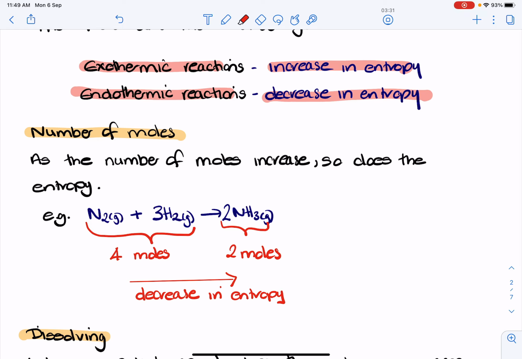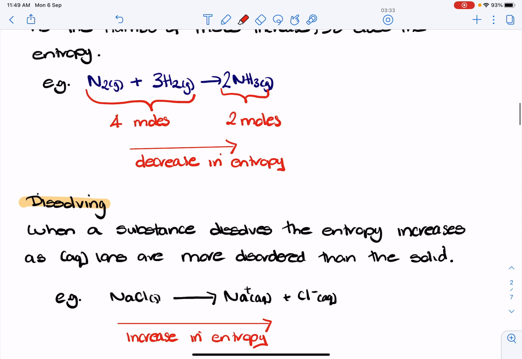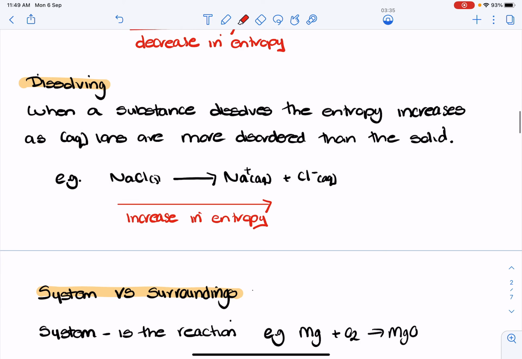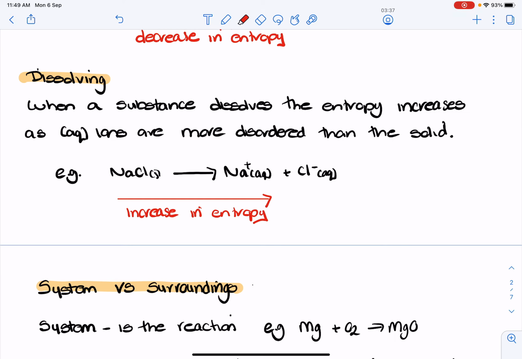Dissolving. When you put a substance in water, or you dissolve a substance, the entropy is going to increase as aqueous ions are more disordered than the solid. So an example here is sodium chloride. If you put some sodium chloride into some water, that sodium chloride is going to break apart into the sodium ion and the chloride ion. There's more disorder in ions that are free to move, so there's an increase in entropy from dissolving.